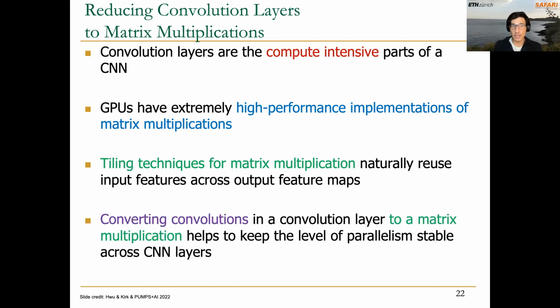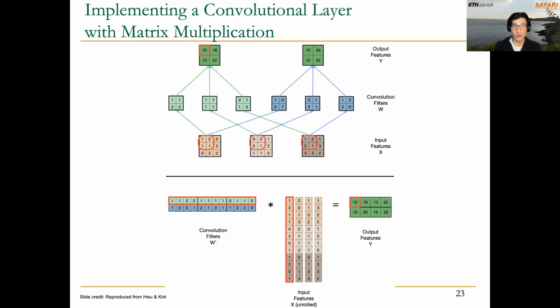So the idea here is to convert convolutions in a convolution layer to a matrix multiplication in order to help keep the level of parallelism stable across the CNN layers. So what we are going to do is, first of all, we need to unroll the input feature maps in order to obtain this matrix of unrolled input features.